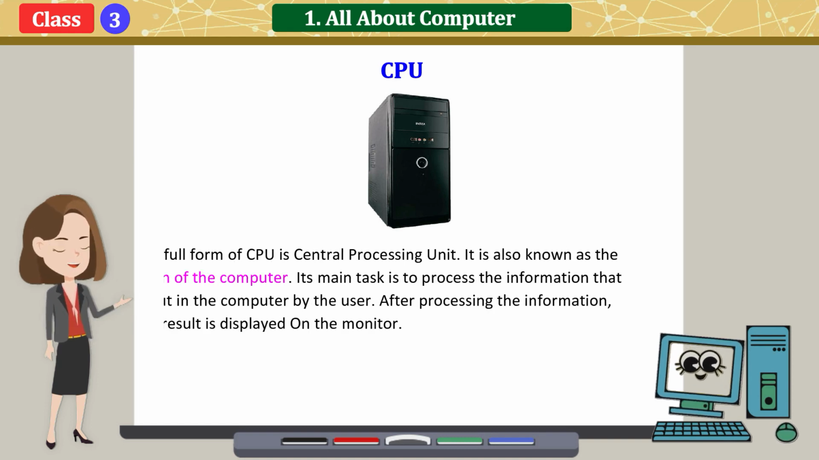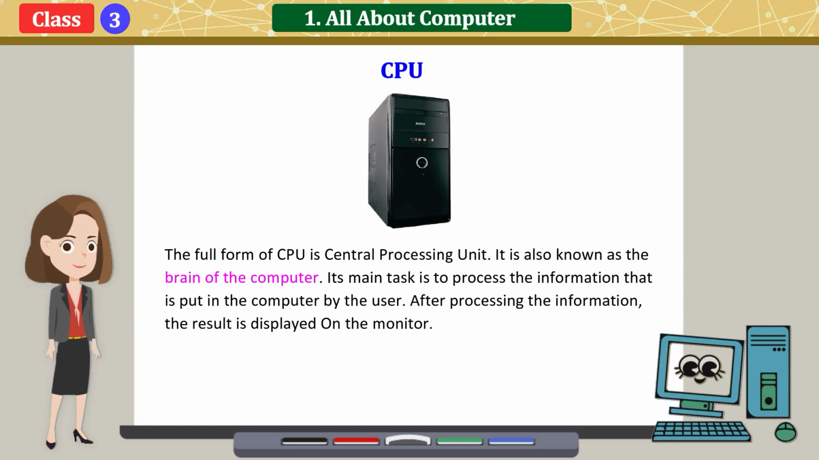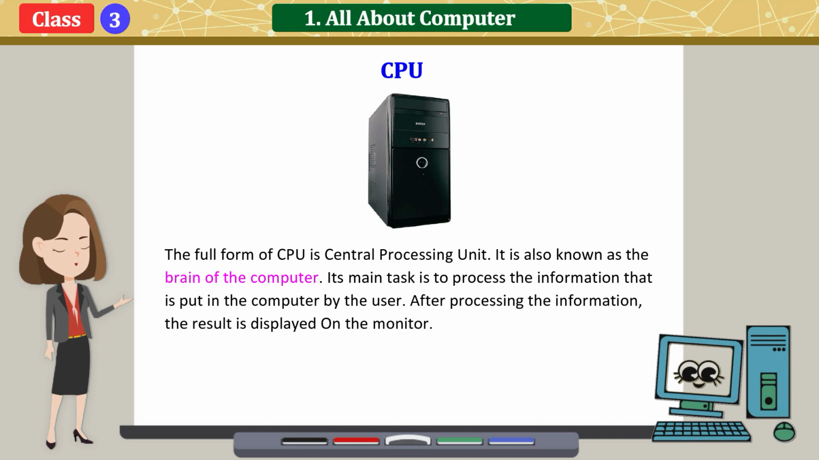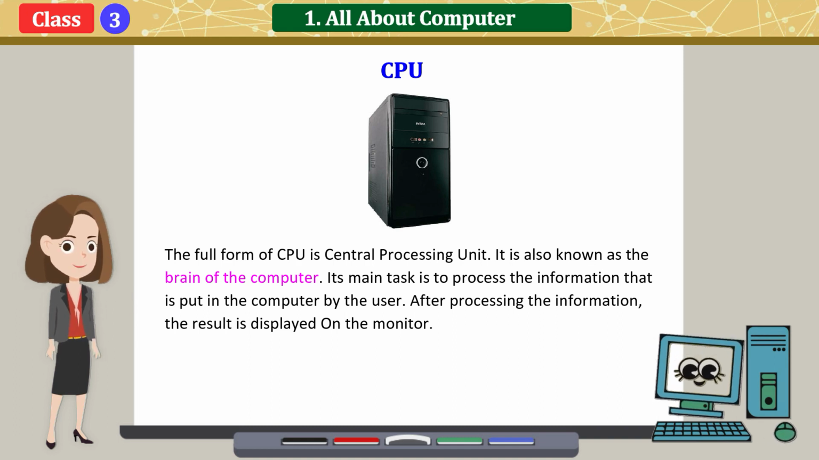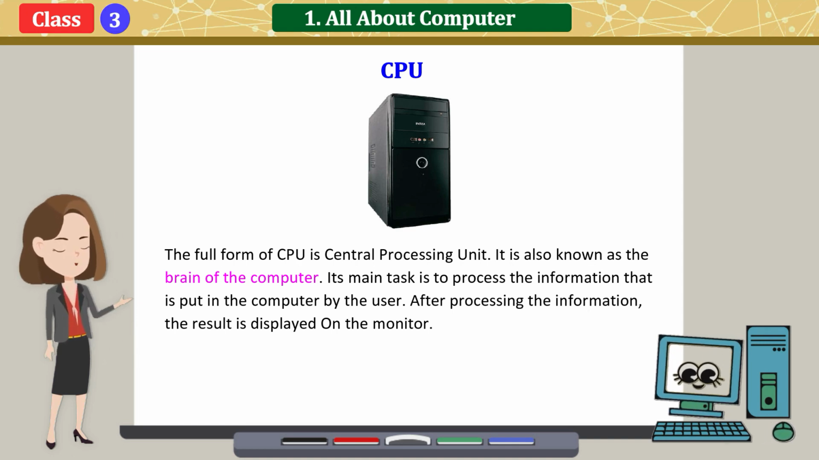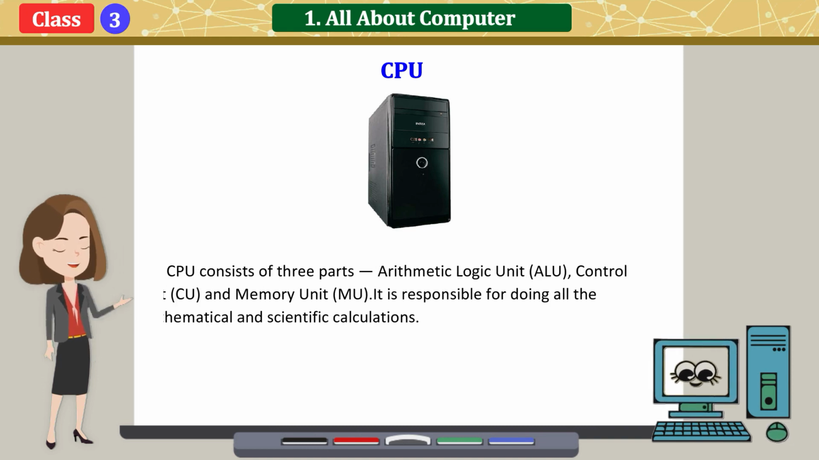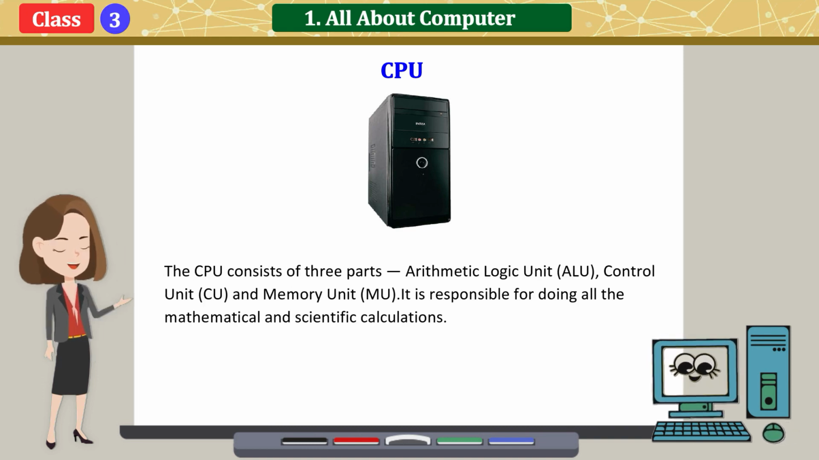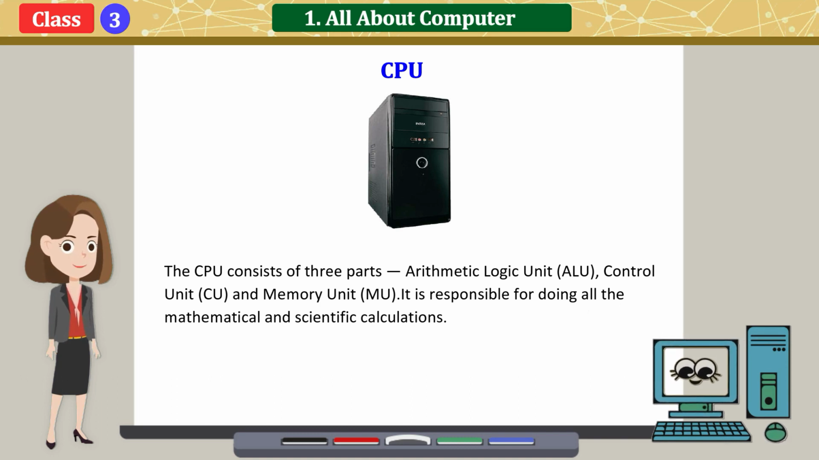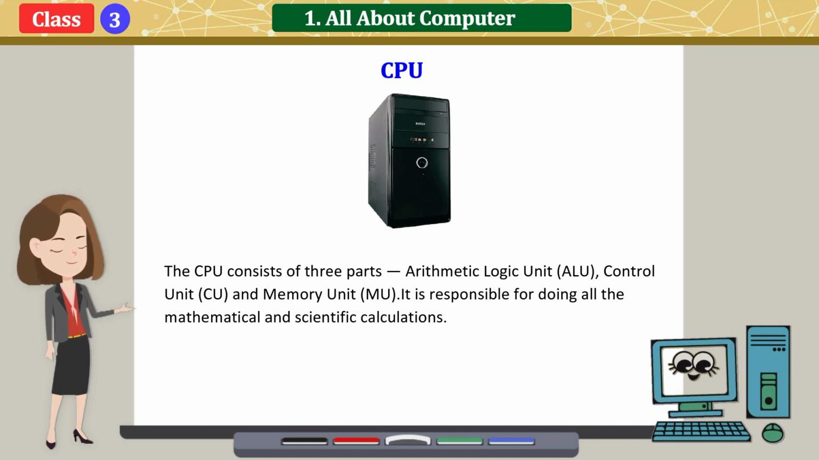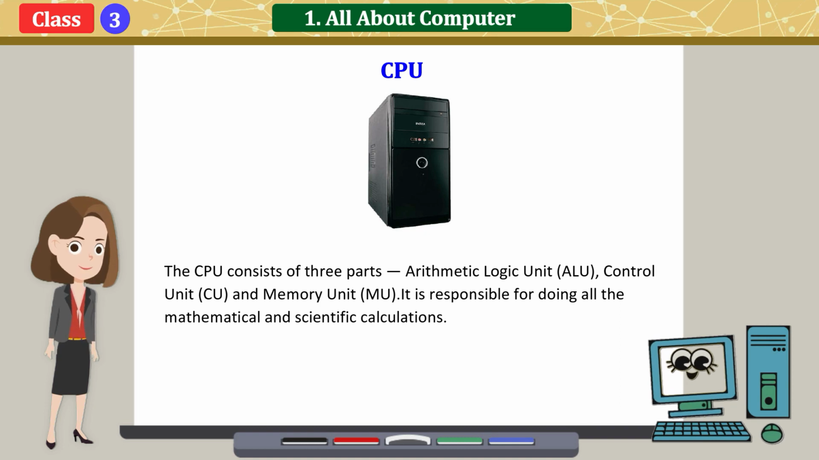CPU. The full form of CPU is Central Processing Unit. It is also known as the brain of the computer. Its main task is to process the information that is put in the computer by the user. After processing the information, the result is displayed on the monitor. The CPU consists of three parts: arithmetic logic unit, control unit, and memory unit. It is responsible for doing all the mathematical and scientific calculations.